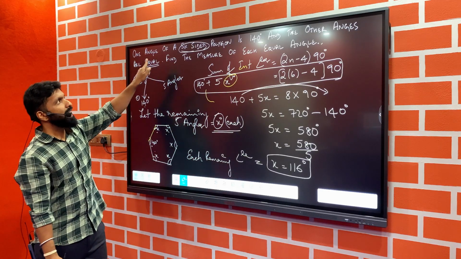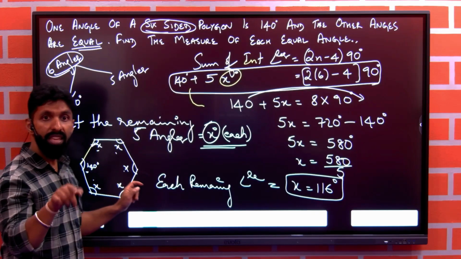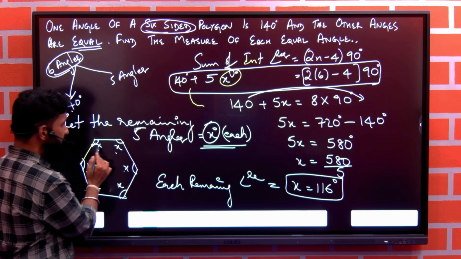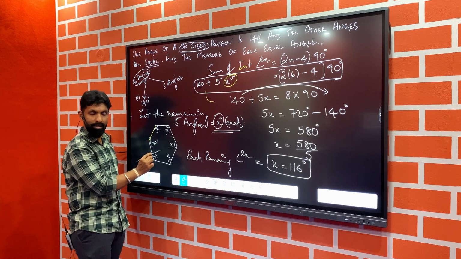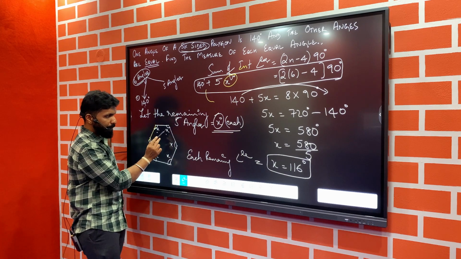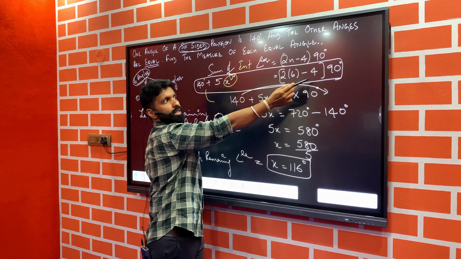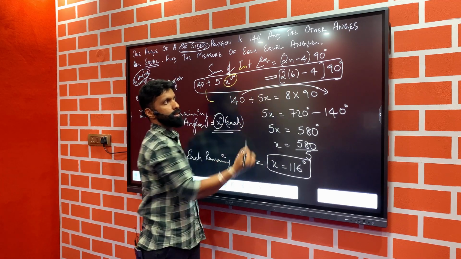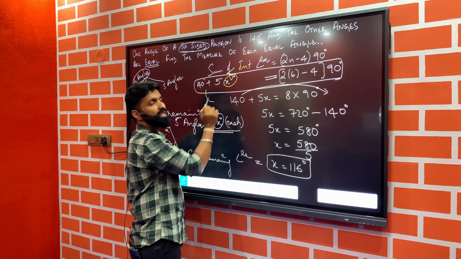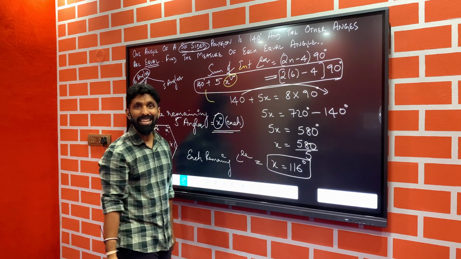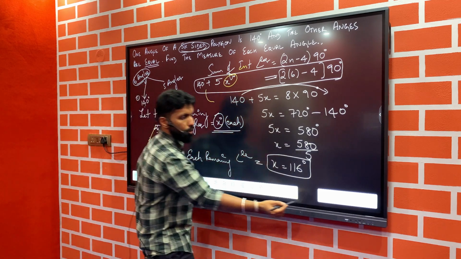So what did we say? One angle of a six-sided polygon is 140 degrees. So one angle we took as 140 degrees. The other angles are equal to each other, so every other angle we took as x. In a six-sided polygon, we know six angles will be available. One angle is 140 degrees, and the remaining five angles we have taken as x degrees. We all know the sum of interior angles formula, so we equated it to the sum of interior angles. Now when we take a look at this equation, we see that x is the only unknown, and it was easy to calculate x as 116 degrees. Such an easy question. Hope you guys are enjoying. So let's go to the next question.